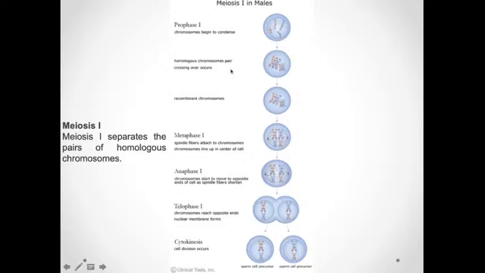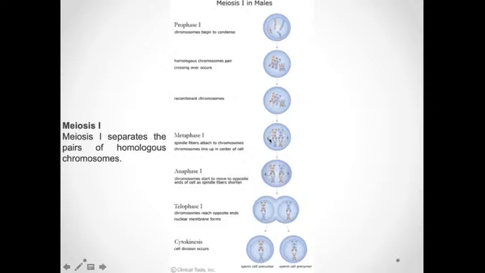It looks like meiosis 1 is happening in males. So you have prophase 1, where chromosomes begin to condense. Then homologous chromosome pairs, and crossing over occurs. Then recombinant chromosomes. First they are separated. You have two different types of chromosomes, red and blue. They get condensed, crossing over starts to take place, and then you have recombinant chromosomes.